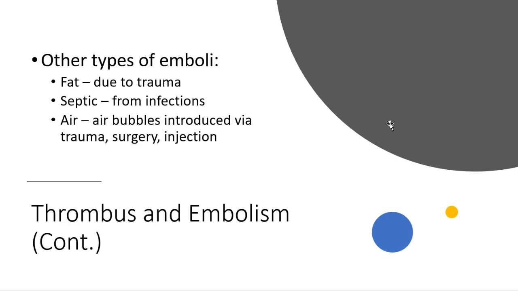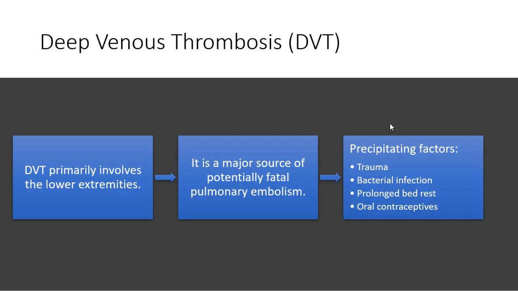The types of embolism can be fat due to trauma, so fracture. A lot of people with fractures will get fat emboli. Septic from infections, or air, so air bubbles introduced via trauma, surgery, or injection. Deep vein thrombosis primarily involves the lower extremity as a major source of potentially fatal pulmonary embolism. It can be from trauma, bacteria, prolonged bed rest, or oral contraceptives.